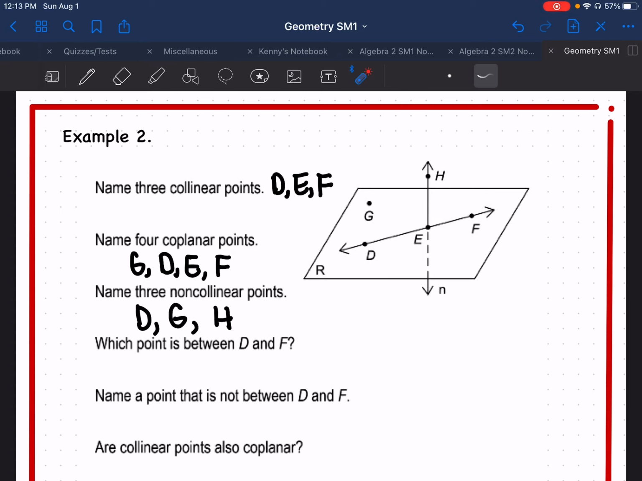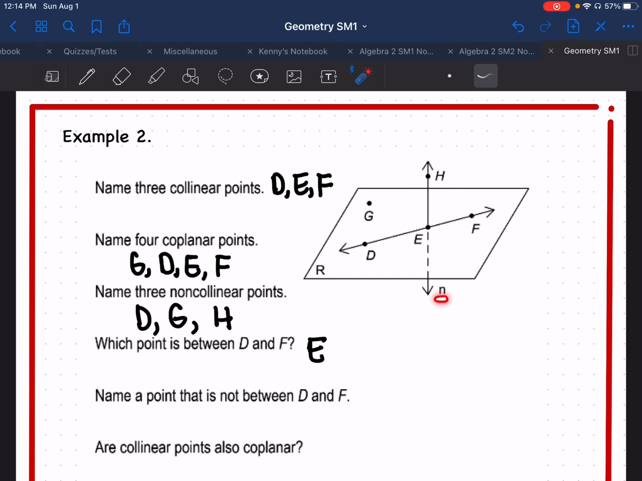All right, which point is between D and F? All you got to do is find D and F, and then what point's between them? E. That one was pretty easy. Name a point that is not between D and F. Well, there are 2 of them. There is G over here and H over here.